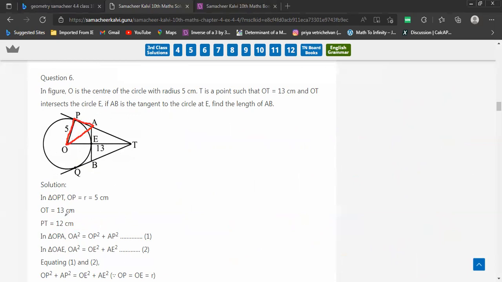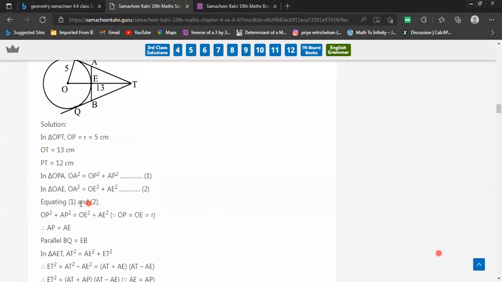So again, you can apply Pythagoras in this. You take triangle OAE. Talking about this triangle, you can again apply hypotenuse in this. We'll get equation 1 and 2. So in both the equations, you do have OA square and OA square. You can equate them. If you equate, you will get OP square plus AP square equal to OE square plus AE square.